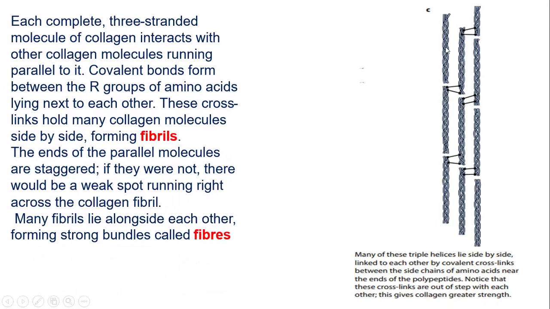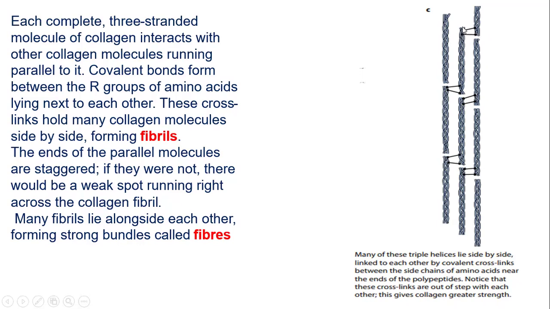So from this, we have seen that three complete three-stranded molecules of collagen interact with other collagen molecules running parallel to them. Collectively, they form what we call fibrils. In these fibrils, the collagen molecules are connected to the ones lying parallel to them by covalent bonds. But let's notice one thing about these covalent bonds: they are not all at the same level.